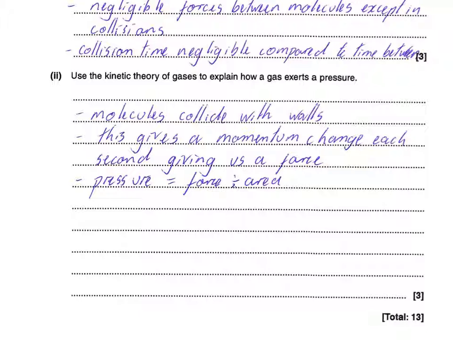Strictly all the mark scheme required here was that it exerts a force on the wall, but I think I can see them wanting where that force has come from, so I've stressed that there. Momentum change from each collision, multiply that up by the number of collisions each second, we get a total momentum change each second. And then the question isn't about force, the question is about pressure, so we just need to throw in there that the pressure is the force divided by the area. So that's G484 homework booklet question 8.